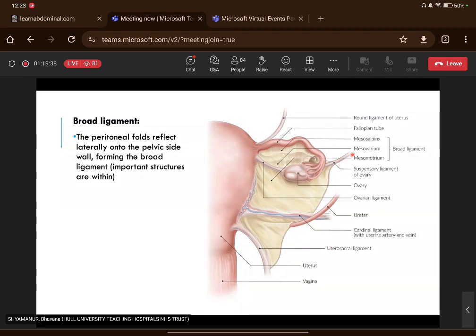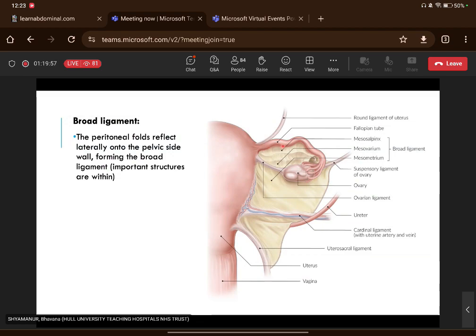ligament of the ovary. We also have another structure that comes out of this peritoneum and moves forward and anteriorly, which is the round ligament of the uterus. We'll come to that again later. And there are also additional supports of the uterus as well.